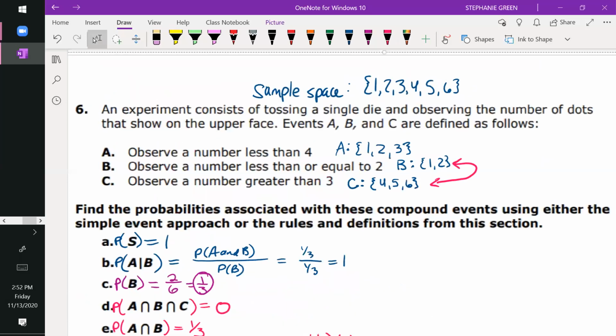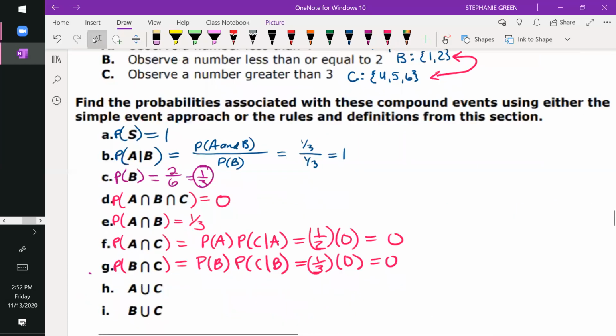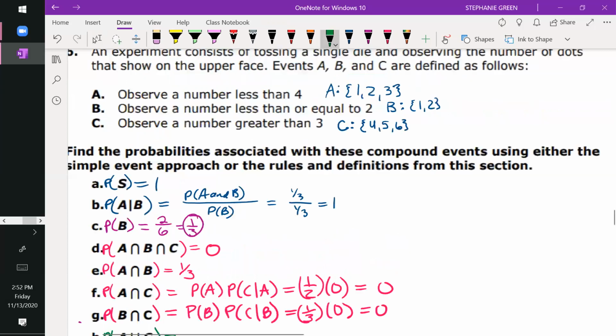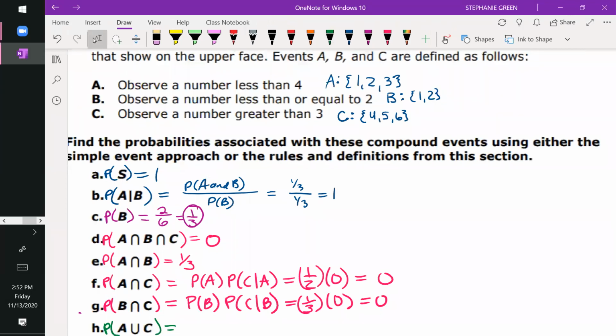So that's intersections, but what about unions? When we have the union of two mutually exclusive events, what would that look like? So that's the next two problems. Remember, union is an OR situation. So we have the probability that is in A or in C. A is 1, 2, 3, and C is 4, 5, 6.